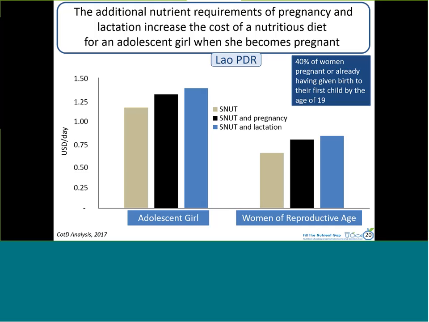In Laos, we found that 40% of women were pregnant or already had given birth to their first child by the age of 19. So this is something that they really needed to consider: adolescent girls, particularly as their high cost proportion meant that it was probably very unlikely that they were meeting their nutrient needs. And given that the secondary data really showed that teen pregnancy was a huge issue, this was a strong point that we were like, this is something that needs to be thought about.